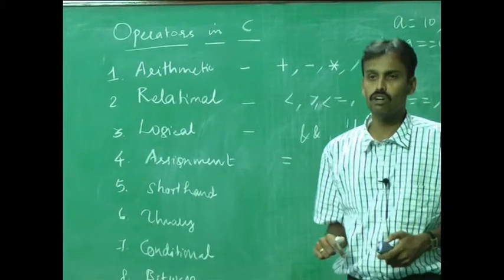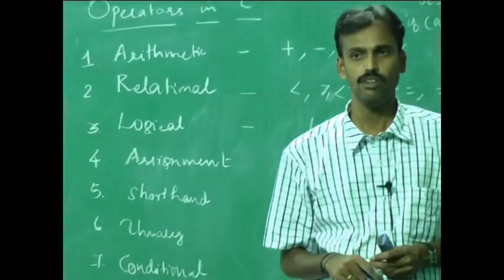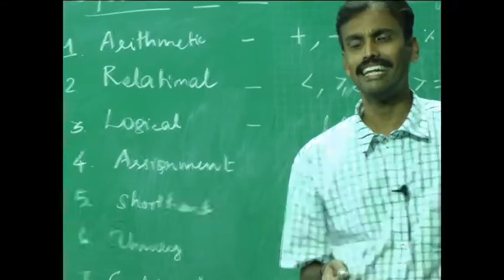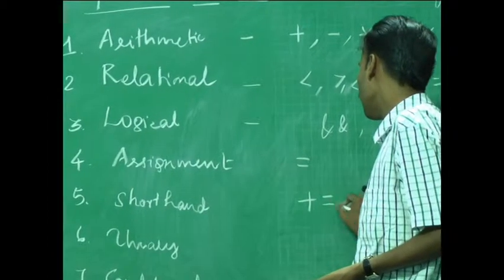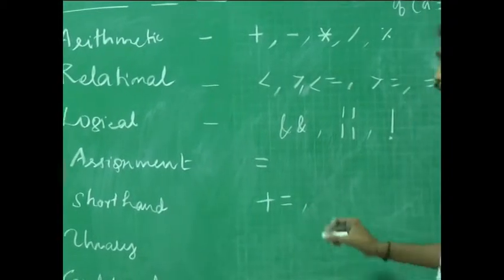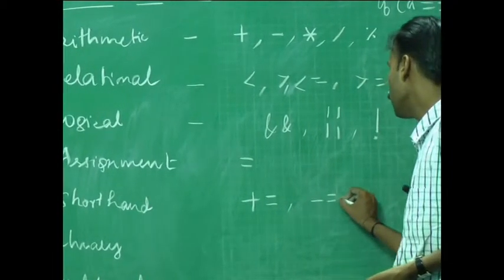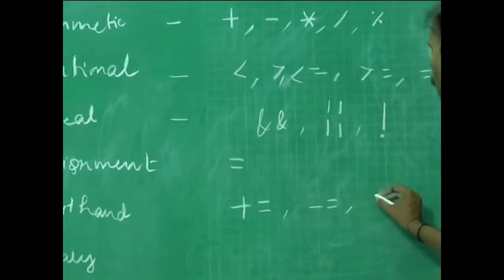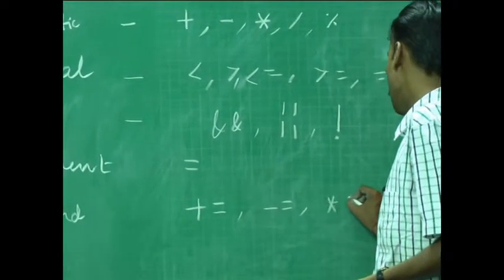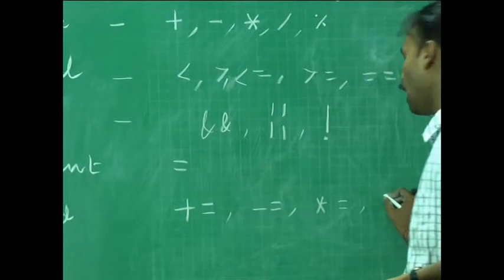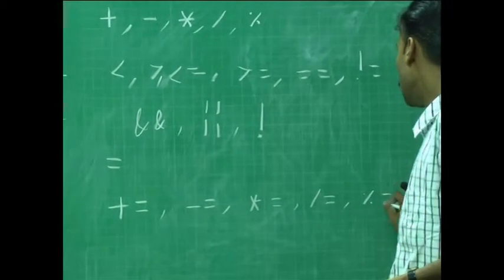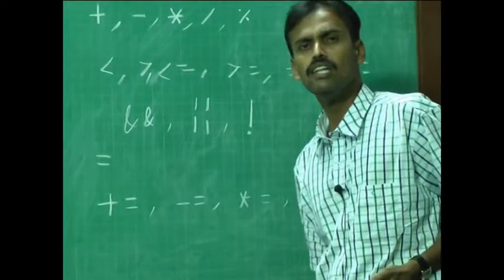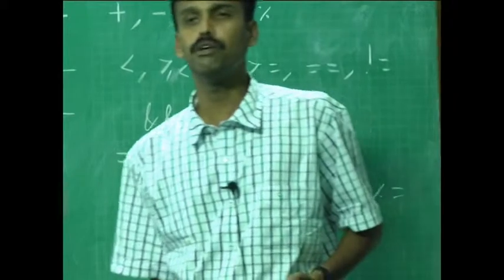Then we do come across shorthand operators. What are the different shorthand operators that I can have? The different shorthand operators that I can have are plus equals, minus equals, star equals, slash equals, or modulo equals. What are these shorthand operators? How should I make use of them?